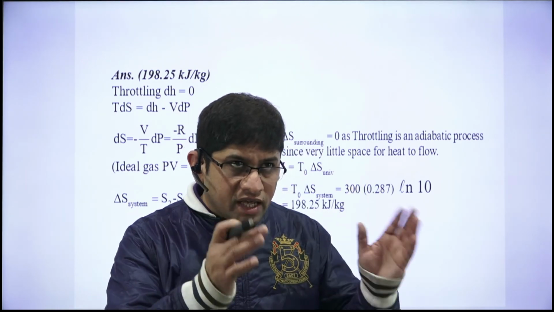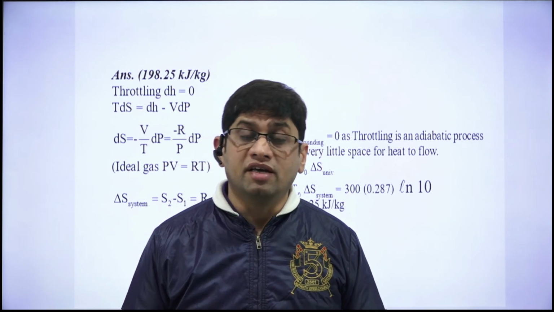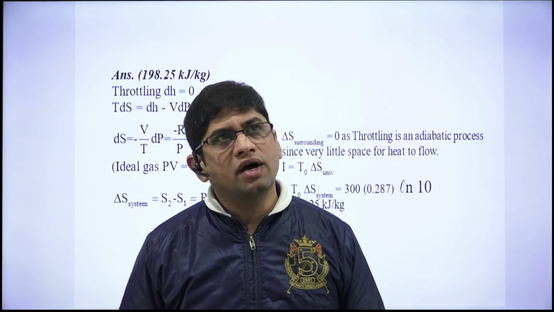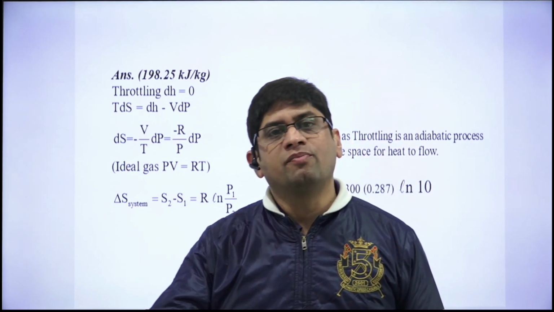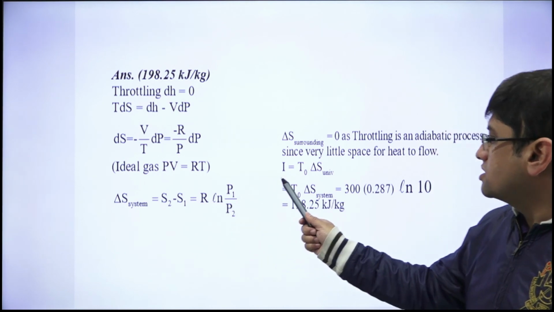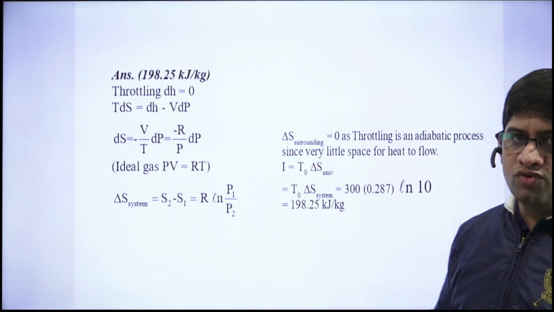In both free expansion and throttling, delta S of surrounding is 0 because the process is assumed to be adiabatic. So delta S surrounding is 0, and delta S system will be positive because entropy generation is positive in an irreversible process. So you are going to get delta S system as positive. If you multiply by T naught, this is the value you are going to get.